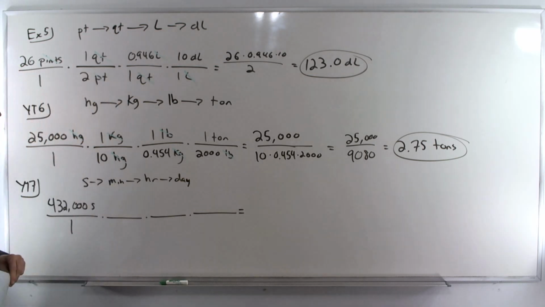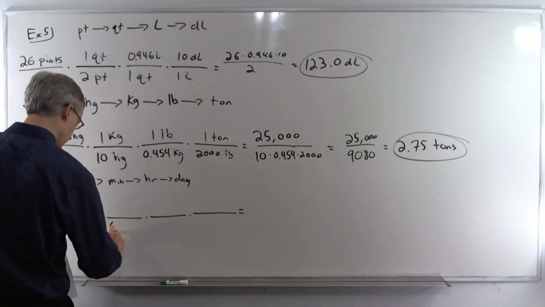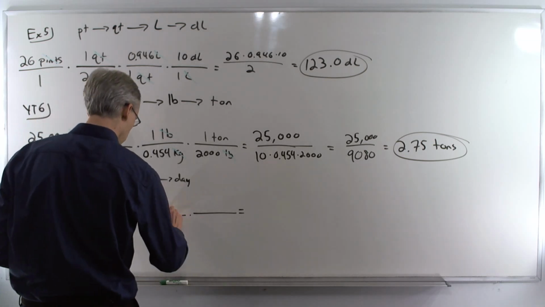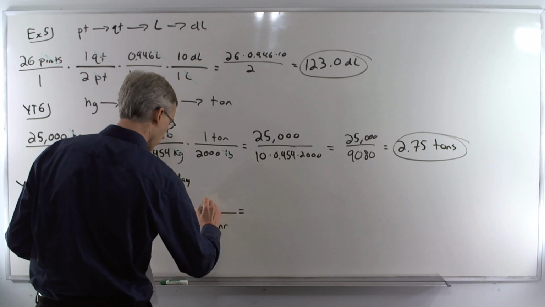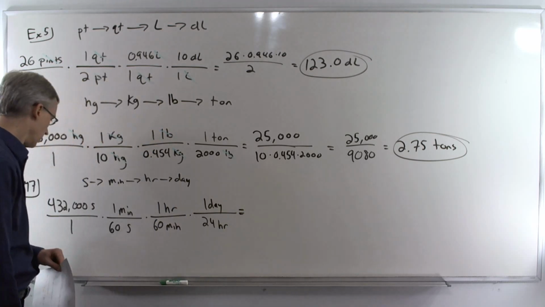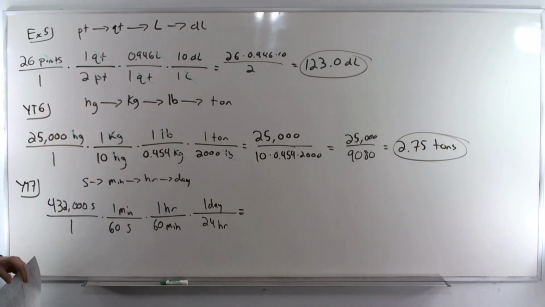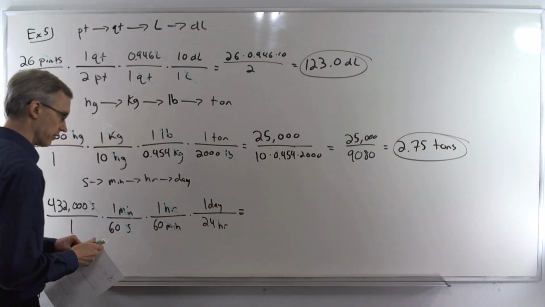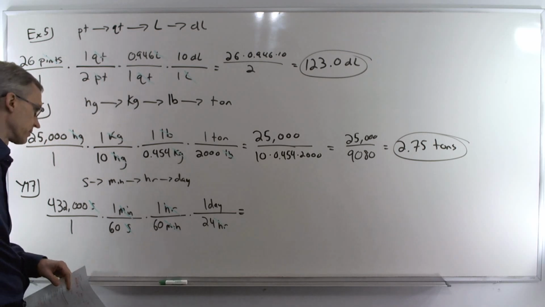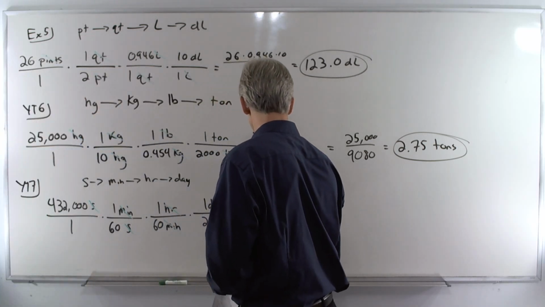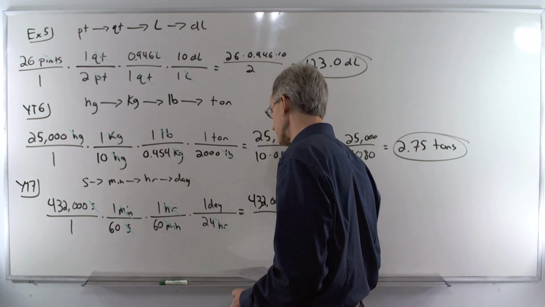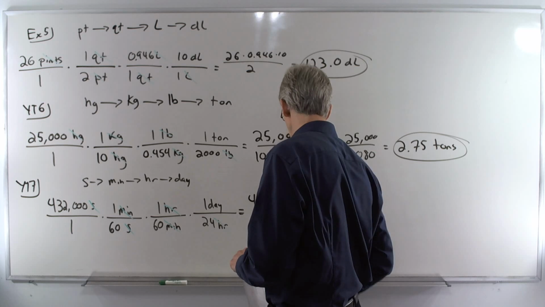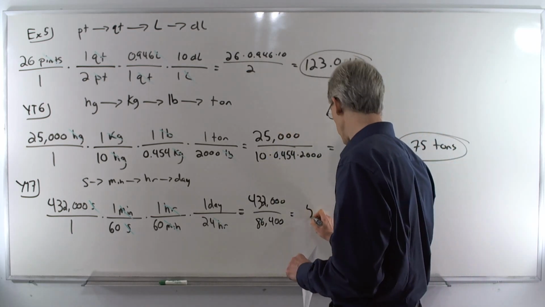So our path is pretty clear on this one. Seconds to minutes to hours to days. Canceling units, you got seconds, those are gone. Minutes, those are gone. Hours, gone. Left with days. So multiplying straight across, we got 432,000 on top. And the bottom, we'll multiply 60 times 60 times 24. That's 86,400. Finally divide this out and we get 5 days.